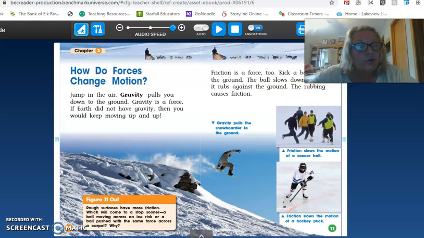Friction is a force too. Kick a ball across the ground. The ball slows down because it rubs against the ground. The rubbing causes friction.